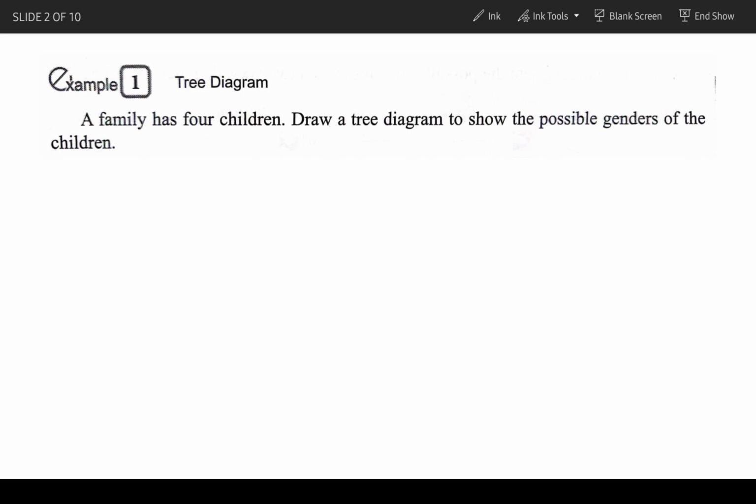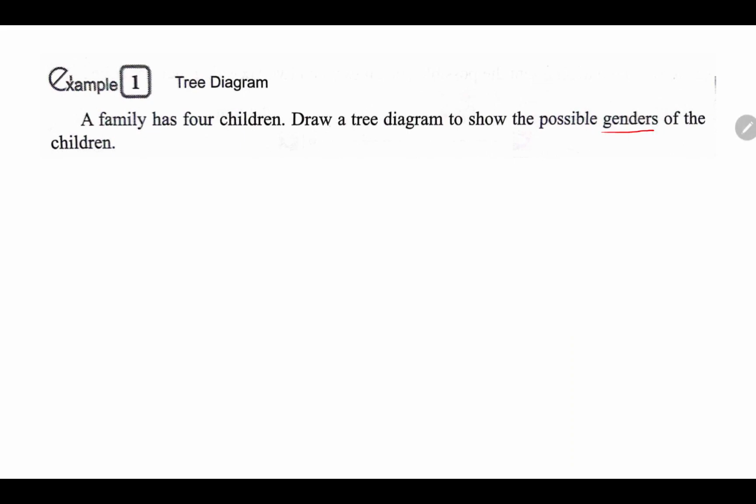A family has 4 children. Draw a tree diagram to show the possible genders of the children. In order for us to make a tree diagram, let us first write the possible genders of the children. When we talk of gender, we are referring to either a boy or a girl. Let's start with the boy.